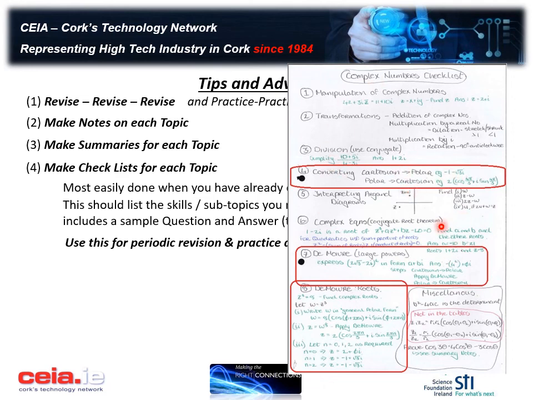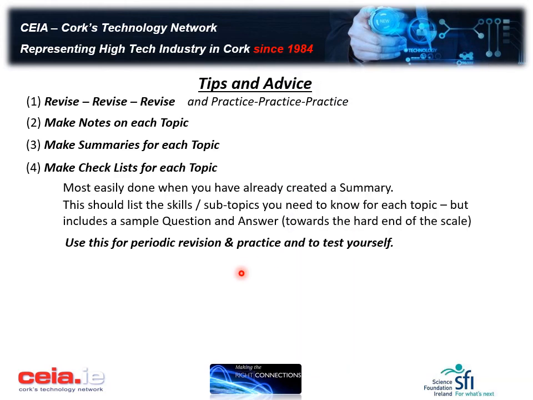The check sheet should include both the question and the answer. So in this case, I have converting to polar form and converting back to Cartesian form. So the question here is the answer here, and vice versa. So again, this is a checklist that, I'm not going to say it's good or it's bad, but it's perfect for me, and it allows me to test my knowledge of a particular topic in a very, very short space of time. Okay.